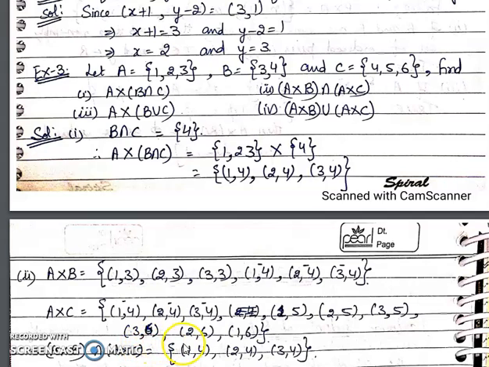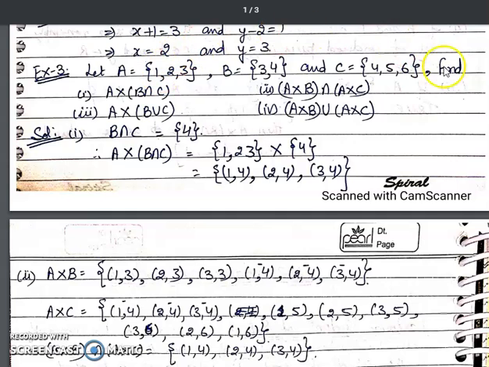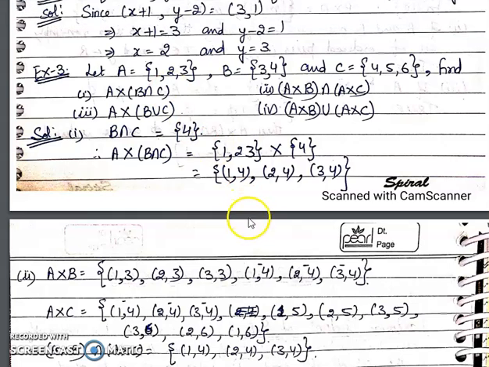(3,6), (3,4). Oh, sorry. (3,6), (2,6), (1,6). So A cross C is (1,4), (2,4), (3,4), then (1,5), (2,5), (3,5), then (1,6), (2,6) and (3,6).